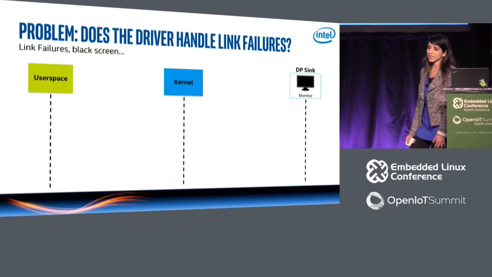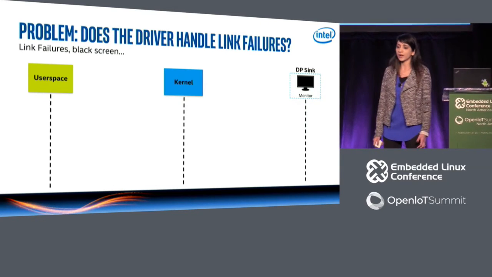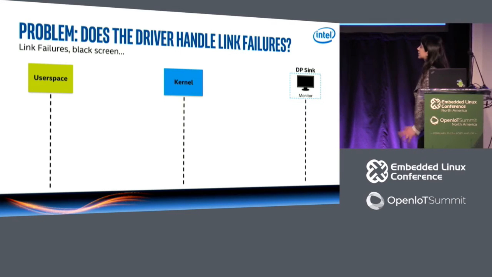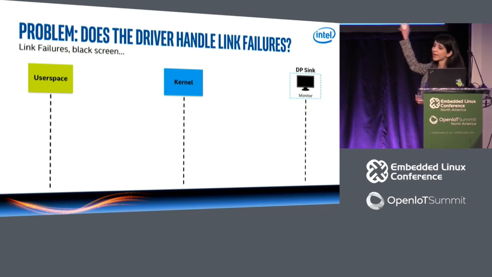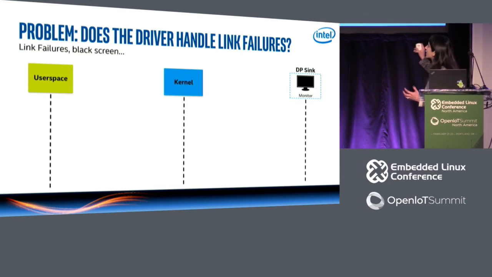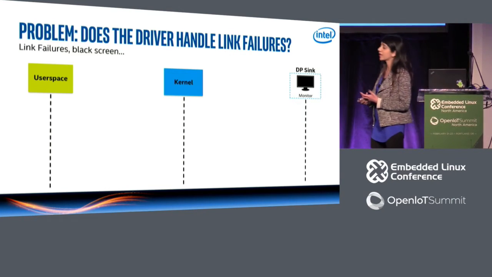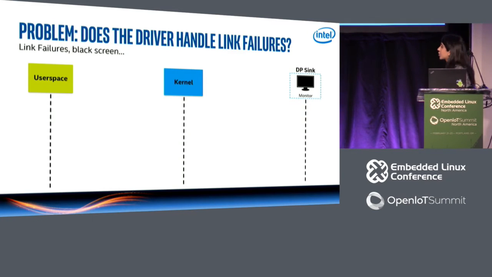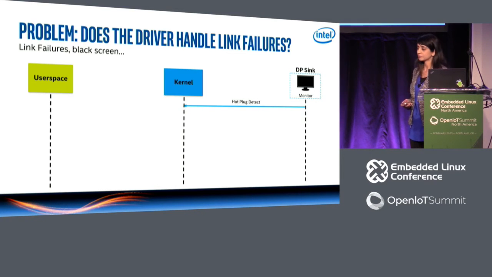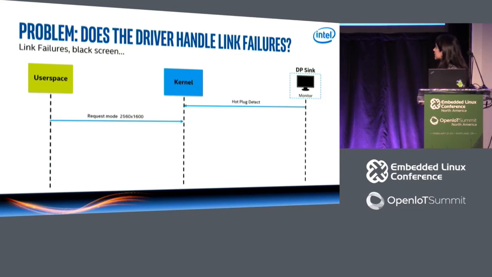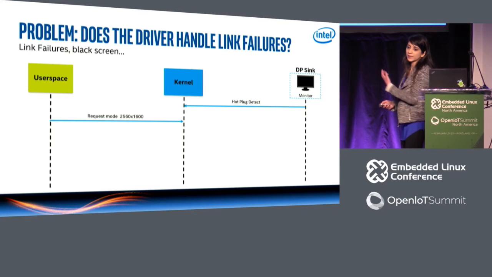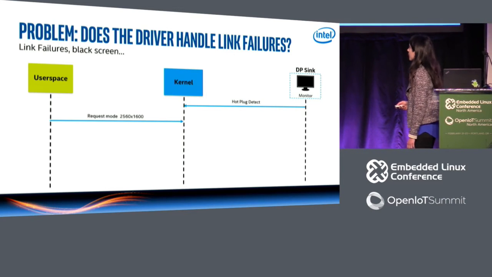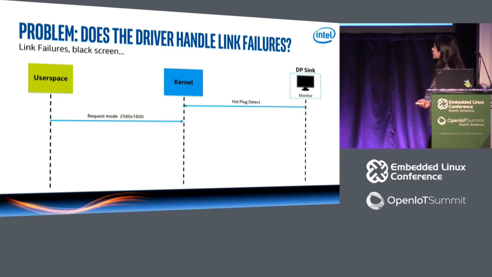So I did some more investigation, looked into the code, and found what the problem was. So let's look at what exactly the problem was. Going back to the areas which come into the picture when you connect a DisplayPort cable, there's a sink device, which is your monitor, to which you connect your DisplayPort cable. It sends the hotplug detect signal to the kernel. The user space then requests a specific mode to be displayed onto the monitor. Let's say it's requesting a 2K mode.